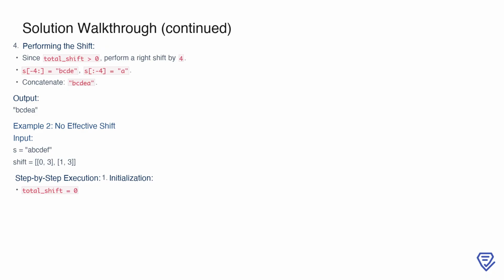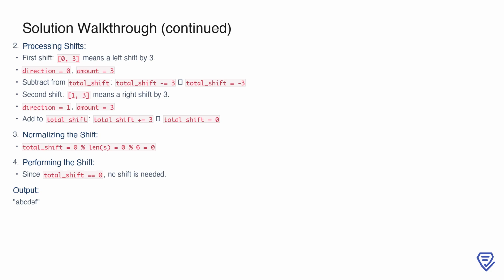For the second example, we have the string ABCDEF and shifts [0, 3] and [1, 3]. Again, we initialize total_shift to 0. This setup ensures we start fresh for each example. We now process the shifts for the second example. The first shift, [0, 3], indicates a left shift by 3. Since the direction is 0, we subtract the amount from total_shift, making it -3. The second shift, [1, 3], is a right shift by 3. Here, we add the amount to total_shift, bringing it back to 0.